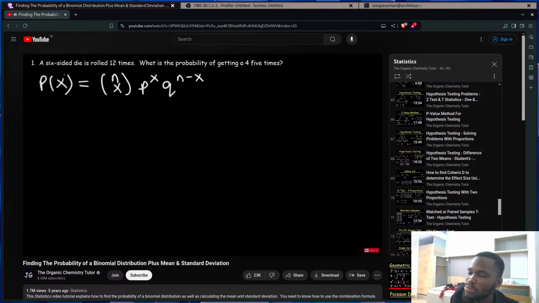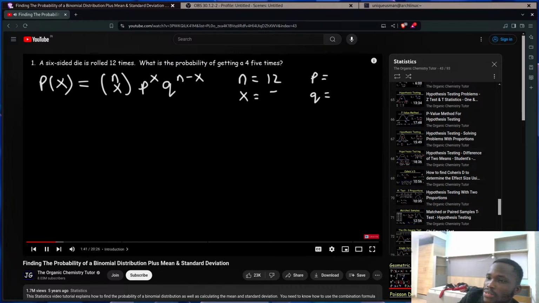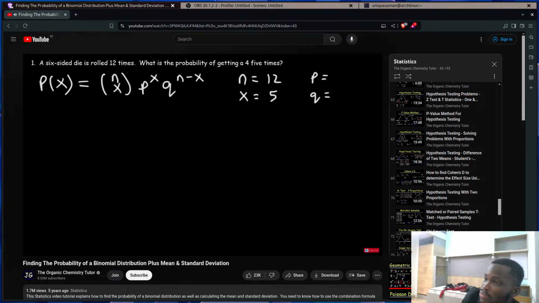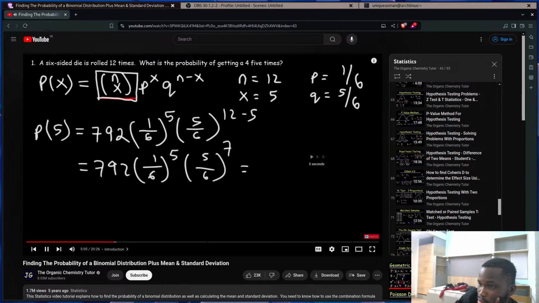So as step 4, capital P of x is the probability of getting a 4 5 times, so there are 5 successful events that we're trying to achieve. Now what is the probability of getting a successful event? What is the probability of rolling a 4 using a 6-sided die? So out of 6 numbers, we want to count a 4.